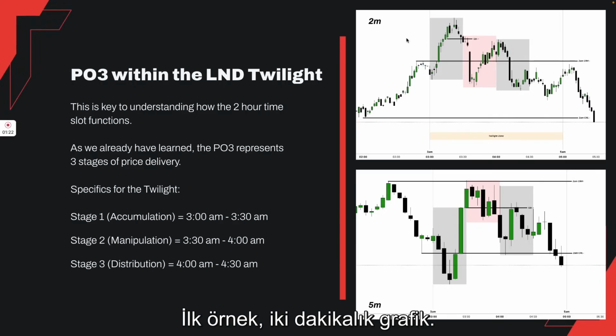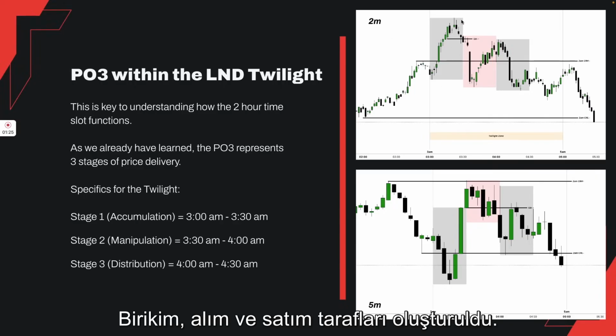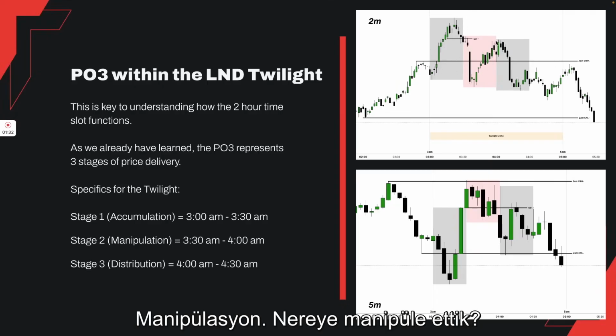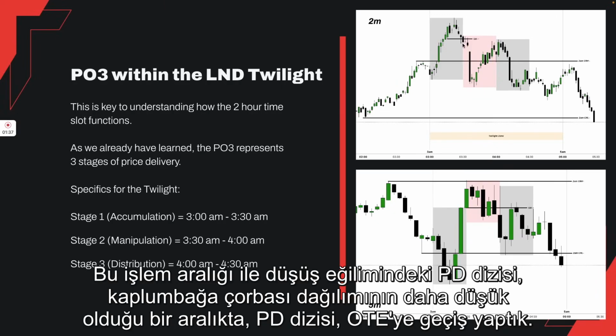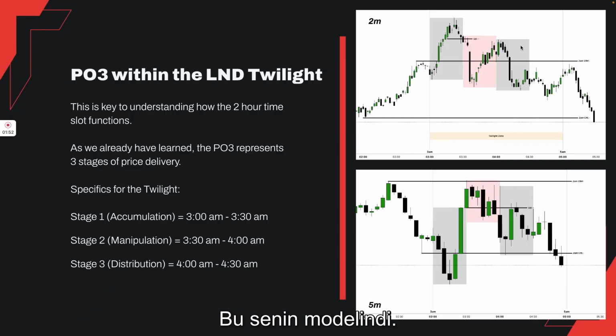First example, 2-minute chart. Accumulation, buy side and sell side were created. Manipulation. Where did we manipulate to? We manipulated to a PD array, OTE, between this dealing range and a bearish PD array. Turtle soup, distribution lower. This was your model.